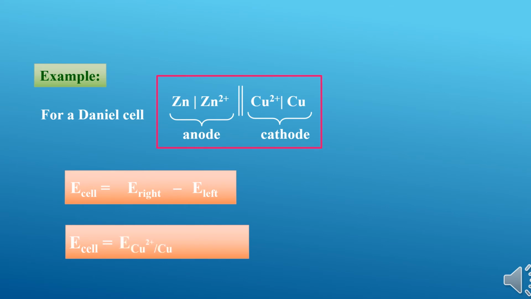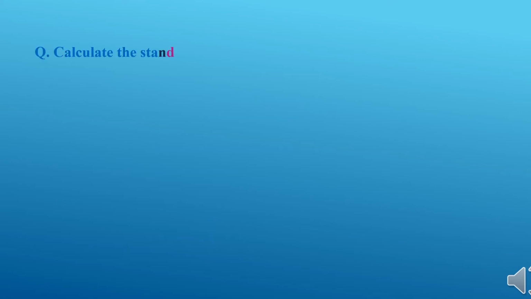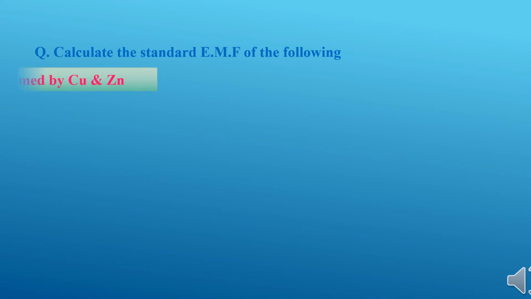E cell is equal to E of Cu2+/Cu minus E of Zn2+/Zn. So this is how we write the cell potential for the Daniell cell. Problems on standard EMF. Calculate the standard EMF of the following.